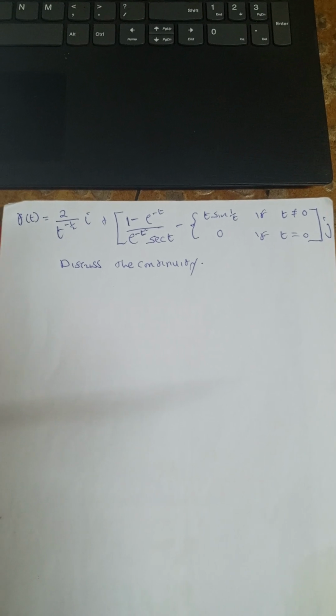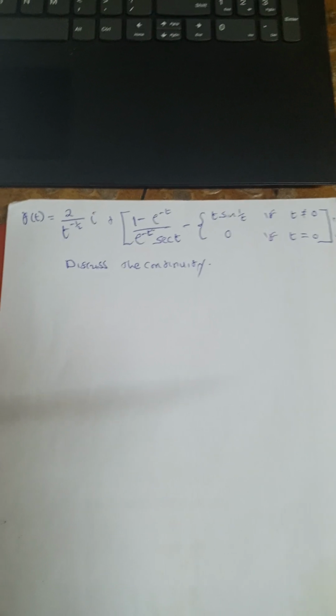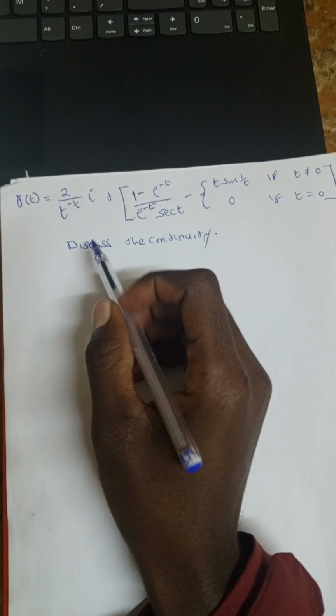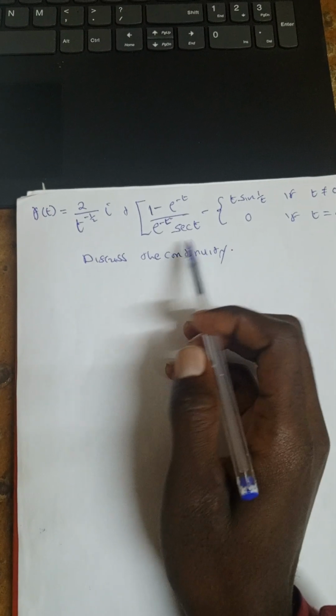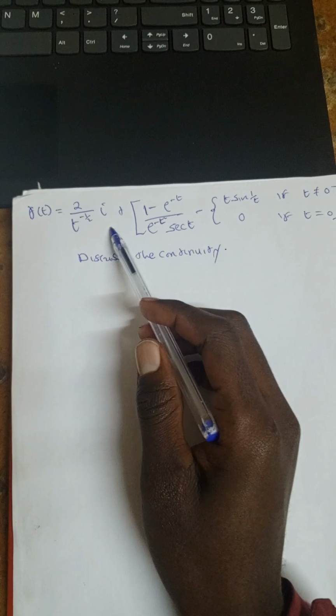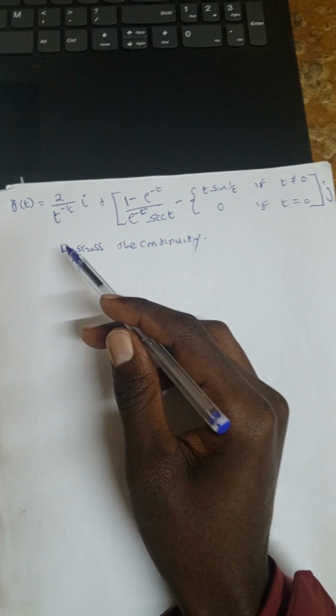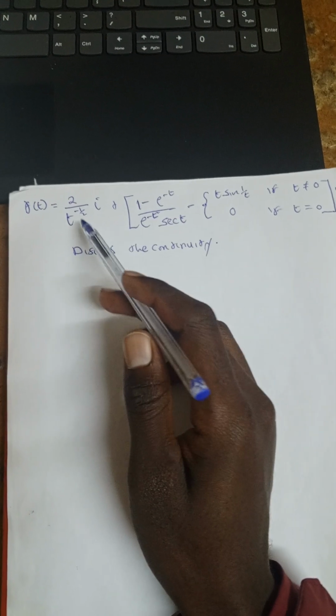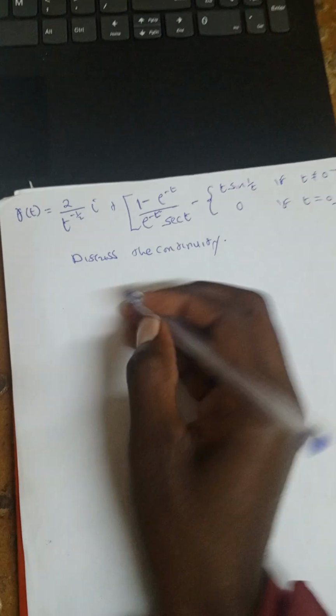In today's video, we're going to dive in and discuss the continuity of this function. For us to discuss the continuity of a particular function, and this function is a vector variable function, we're given i, and this part was our j. So the first thing is first, let's rewrite it.